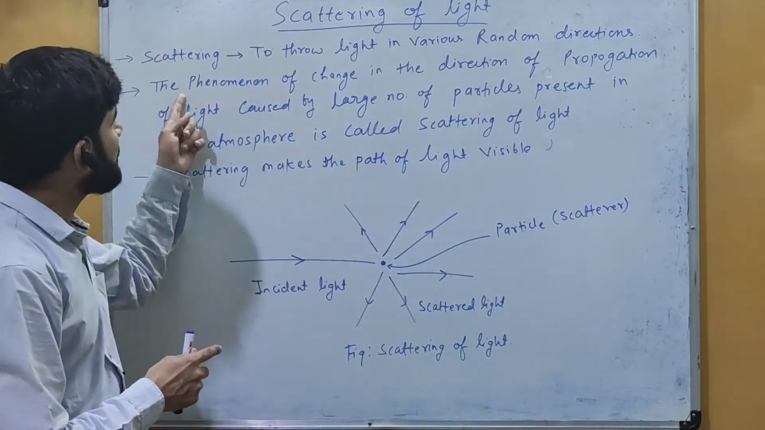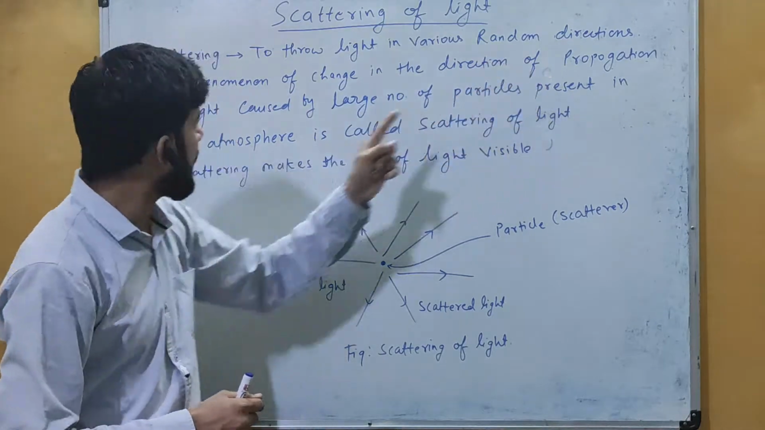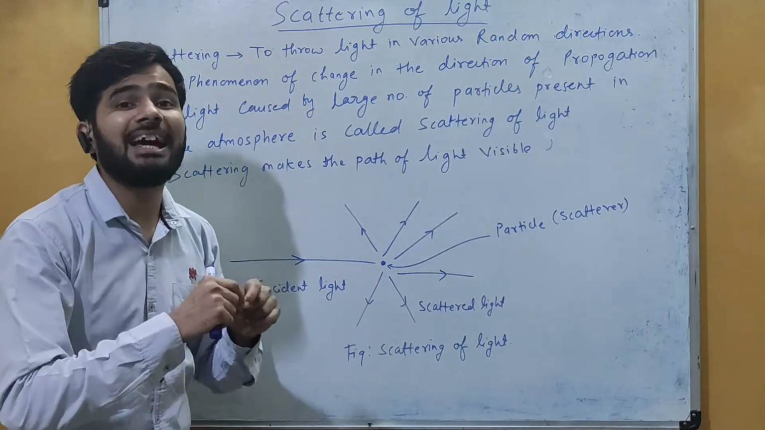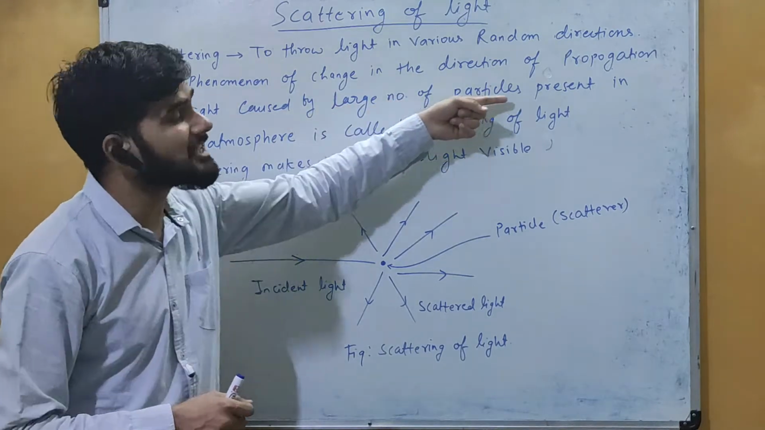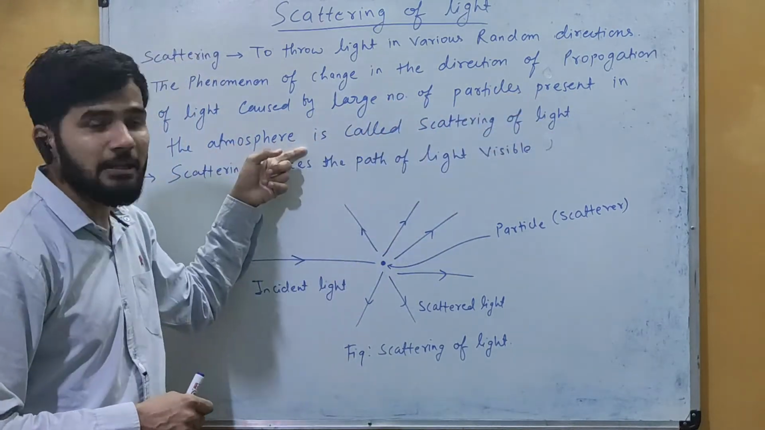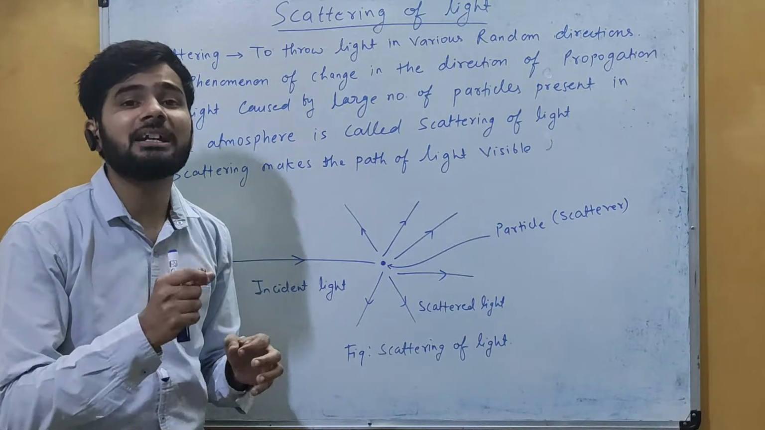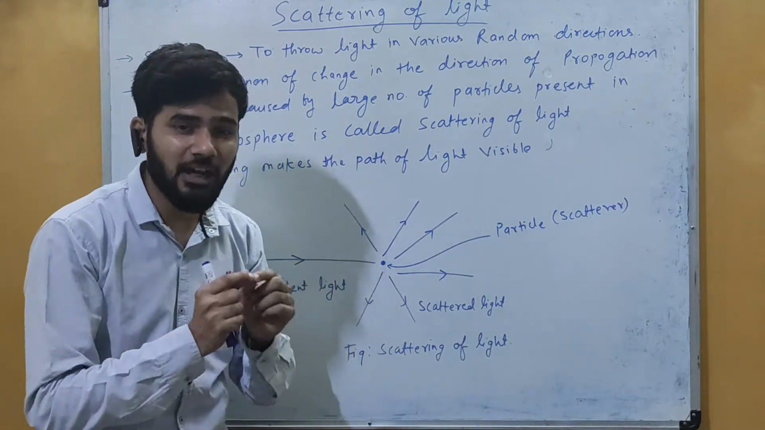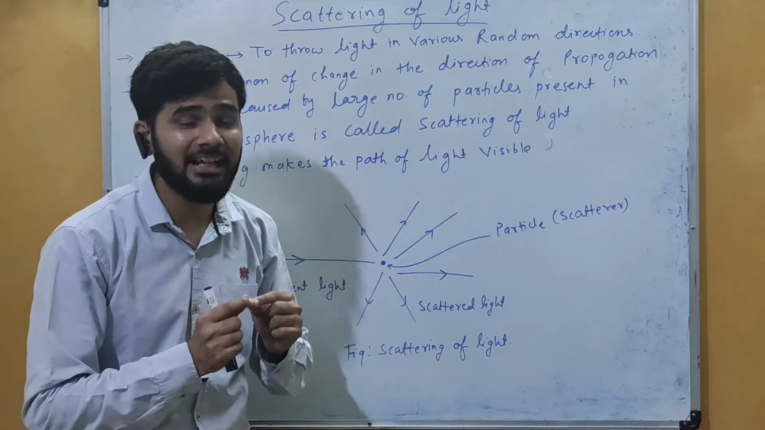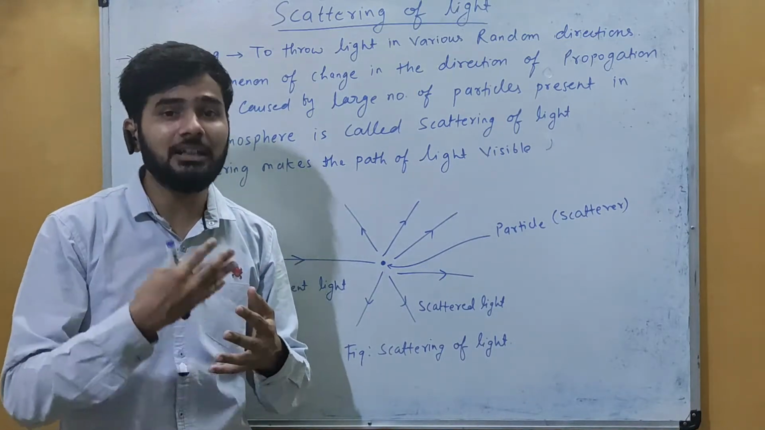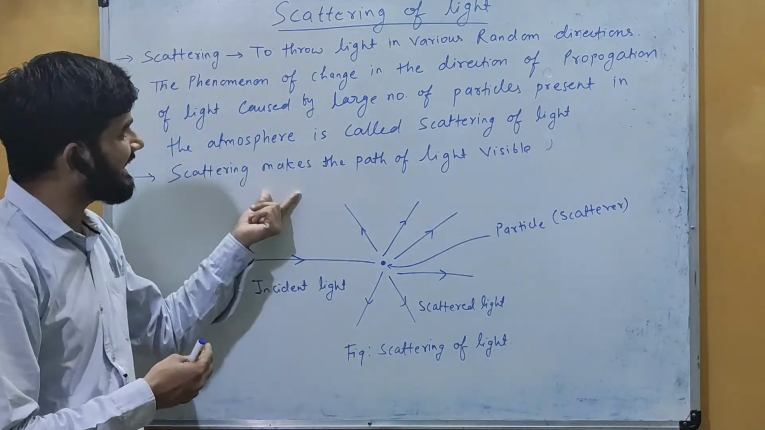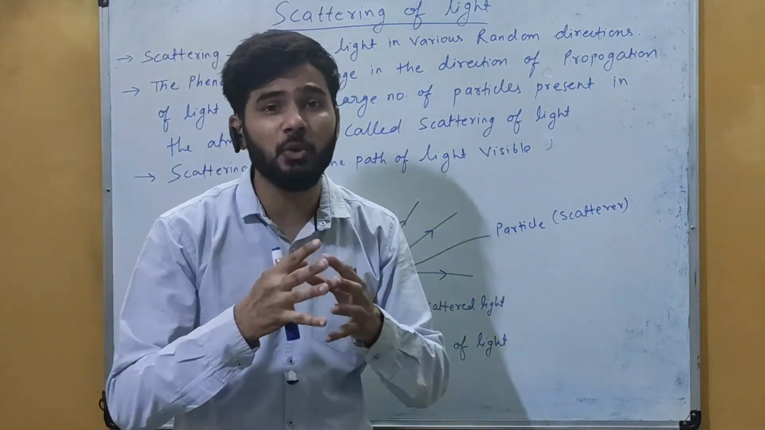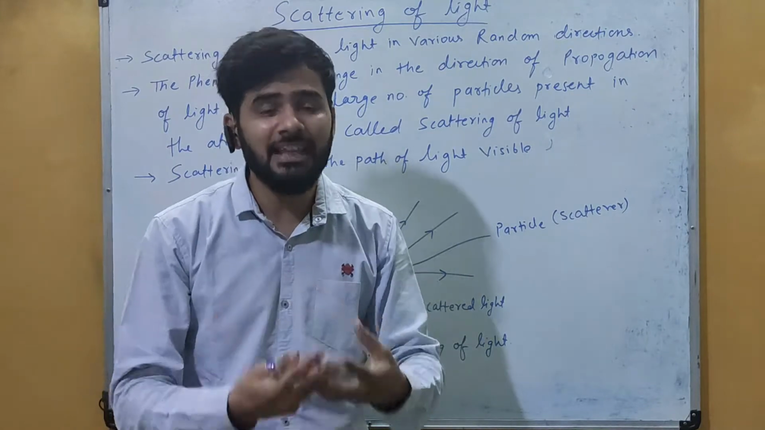So here the phenomenon of change in the direction of propagation of light, मतलब जो लाइट मूव कर रही है उसका डायरेक्शन चेंज करना by a large number of particles present in the atmosphere. किसकी वजह से? जो पार्टिकल्स हमारे पास एयर में प्रेजेंट हैं. Because of that we have the phenomenon of scattering of light. And this scattering makes the path of light visible. अगर कहीं पर लाइट की स्कैटरिंग हो रही है तो वहां पर आप लाइट को देख सकते हो.